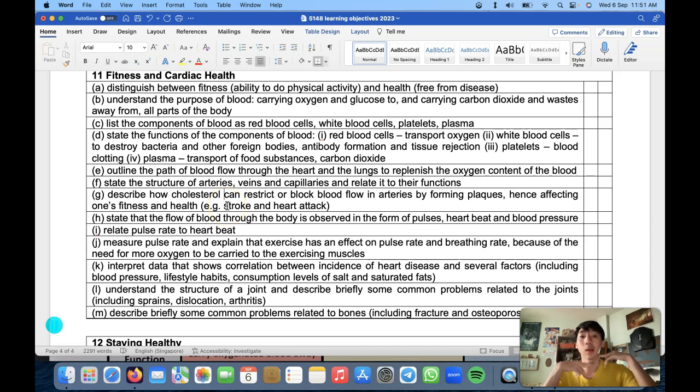Stroke is when there's a blockage in the blood vessels in your brain. So imagine there are some arteries going to your brain. But if it's blocked, then there's no oxygen in your brain, then you get stroke. Then heart attack, same thing. Your heart itself has a lot of arteries around it, and if it's blocked, the heart does not have enough oxygen, then you get heart attack.